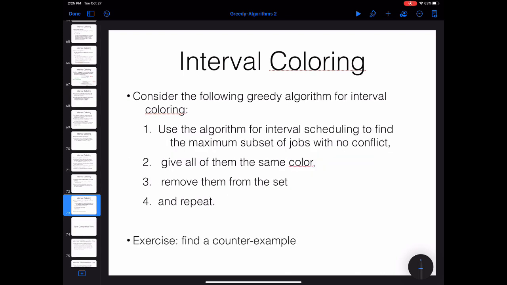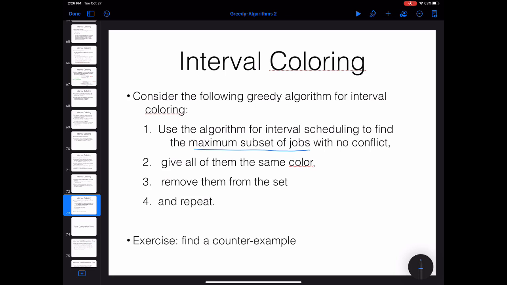there is another greedy algorithm here. This one, I'm going to give you this hint. This is not optimal. Try to find a counterexample for this algorithm. What the greedy algorithm actually does is use the greedy algorithm for the job interval scheduling. It's telling you to use that algorithm to find the maximum subset of jobs that don't have conflict, right? Remember that algorithm properly gives you the maximum number of jobs that don't have conflict.